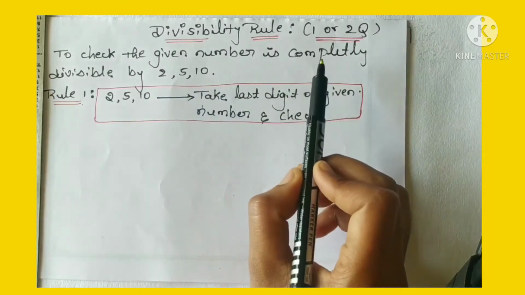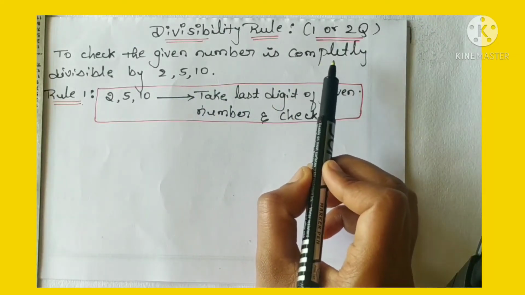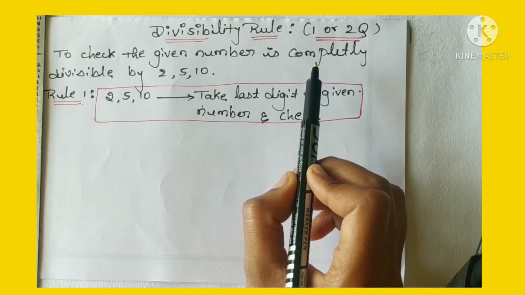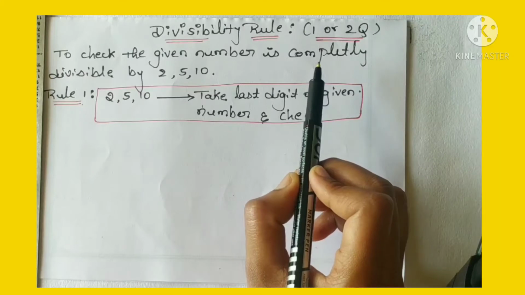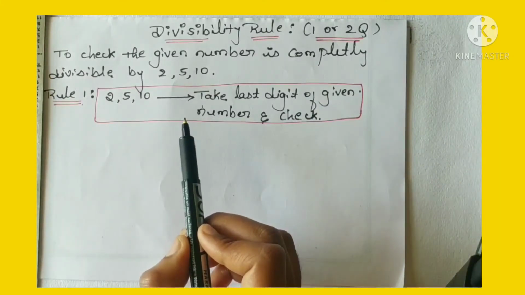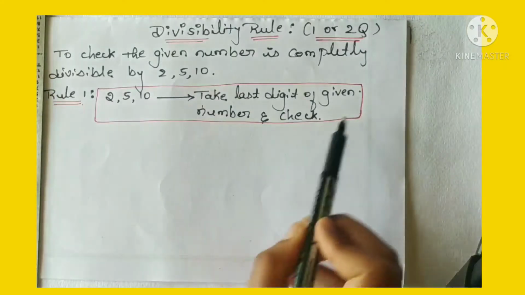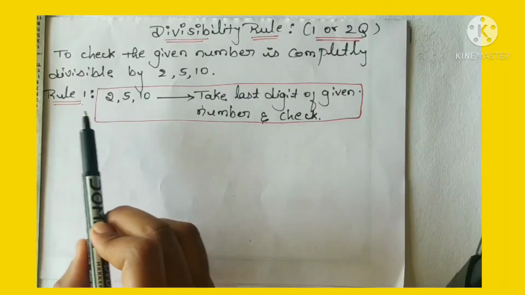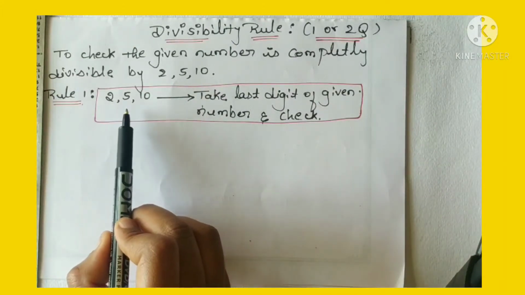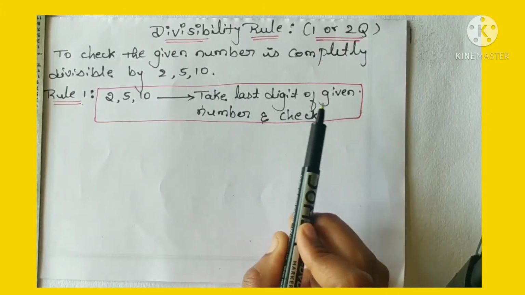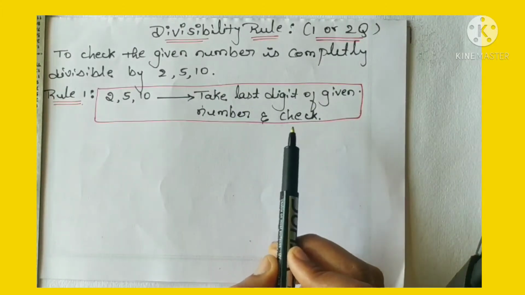Here the words completely divisible mean its remainder must be 0, then only we can say that it is completely divisible. Okay, now to check whether the given number is completely divisible by 2, 5, 10, we have one rule. This is the rule. Please note it down. What is that rule? It says that for 2, 5, 10 we take the last digit of the given number and check.